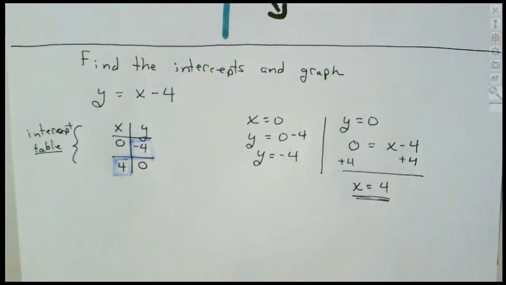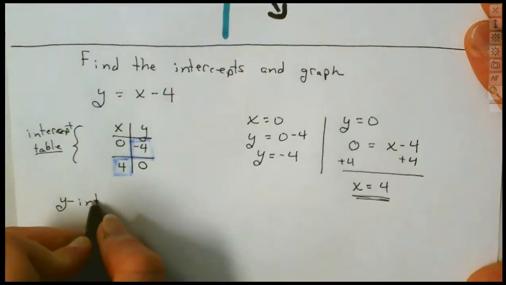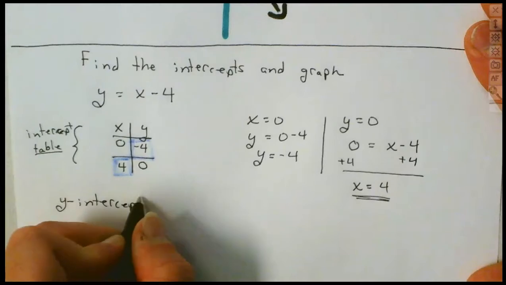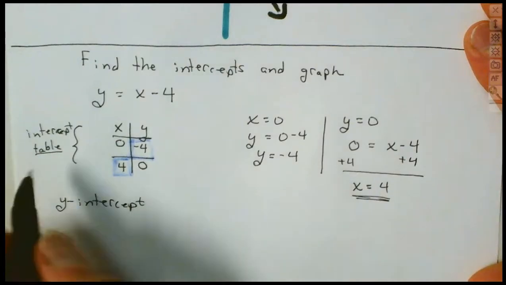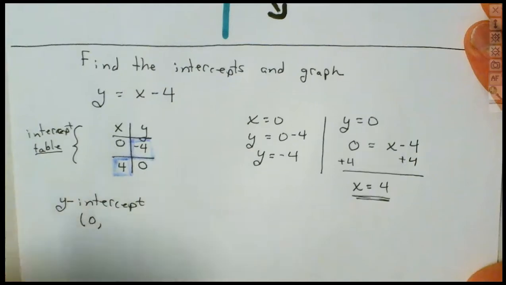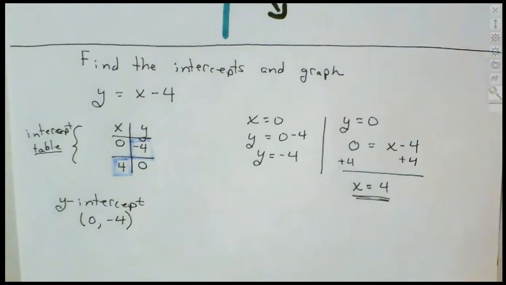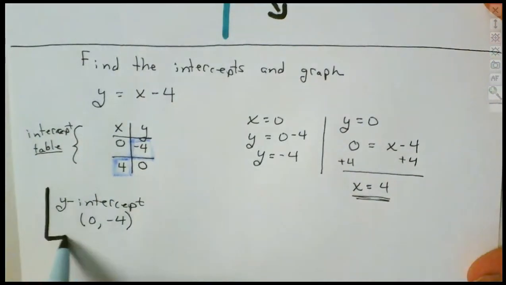So this is our intercept table. So when it says find the intercepts and graph, you need to make a table like this. So you make your table, find your pieces. Now let's go ahead and label them. Our y-intercept. What's our y-intercept? Our y-intercept as an ordered pair is right here. And our y-intercept is 0, comma, negative 4. So there is your y-intercept.